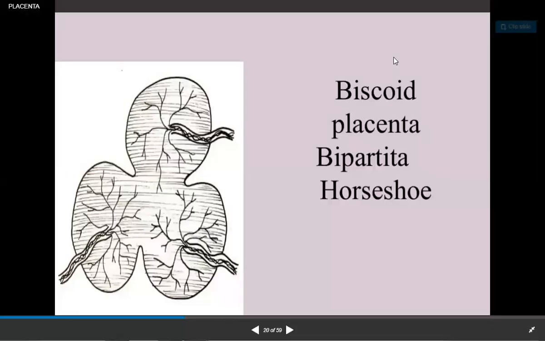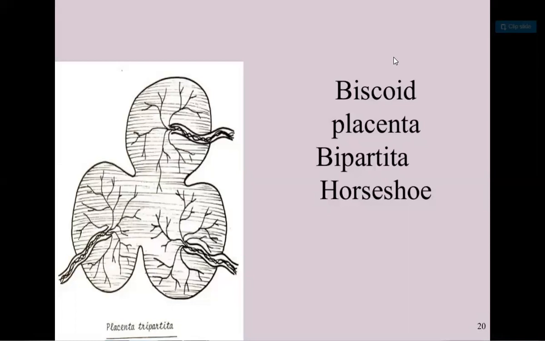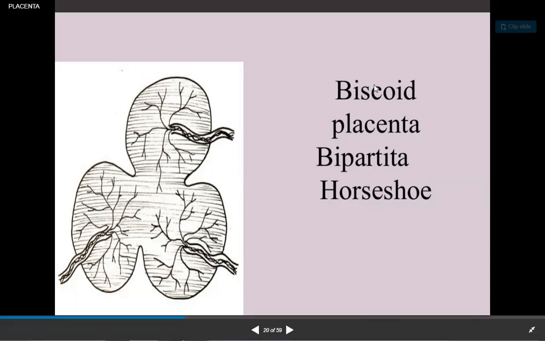Hello everyone. Now we are going to continue about the abnormalities of some shape of placenta. We are going to see them in detail afterwards also, but this is in short. So what is it? It is the bidiscoid placenta, or bipartite, horseshoe sort of. If we look at this diagram, see the structure. This is a part of the placenta. This is also a part of the placenta, and from here the umbilical cord arises.